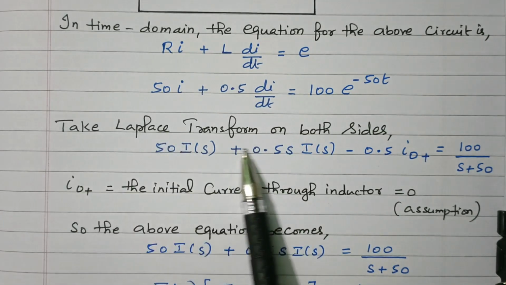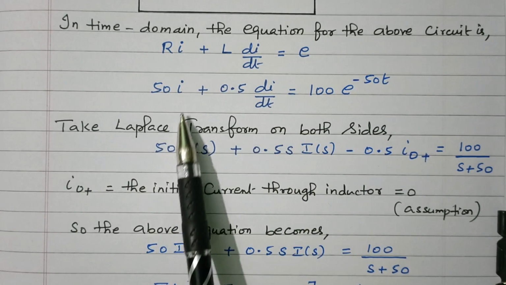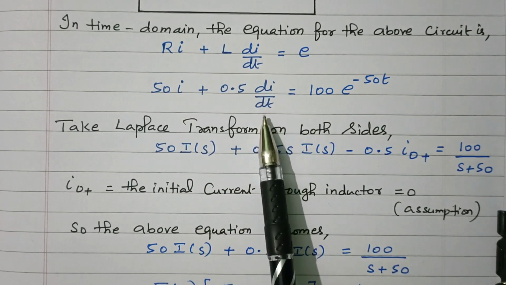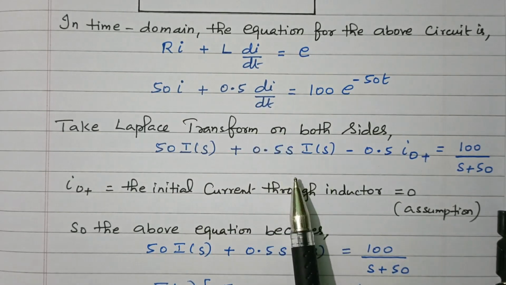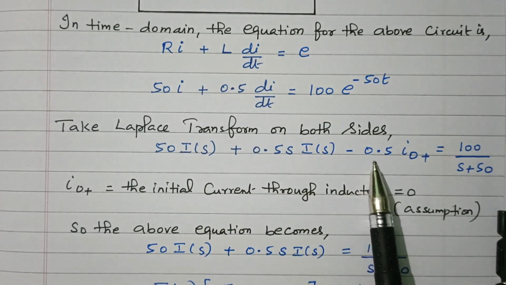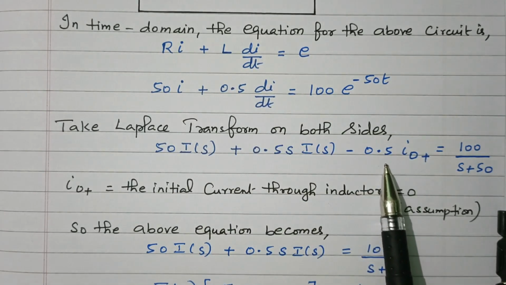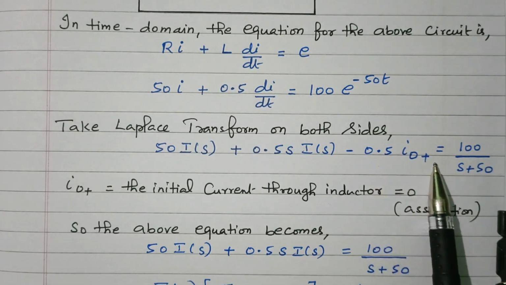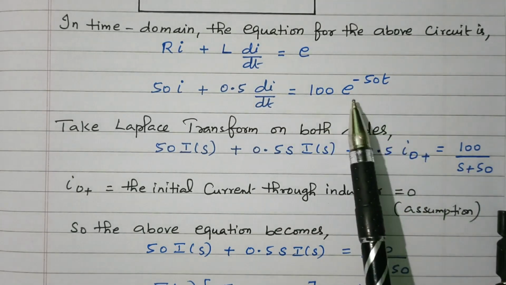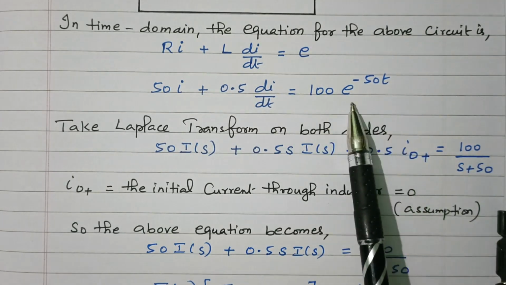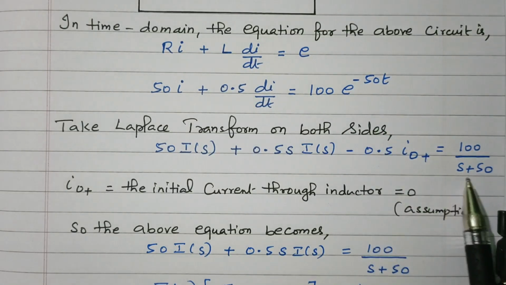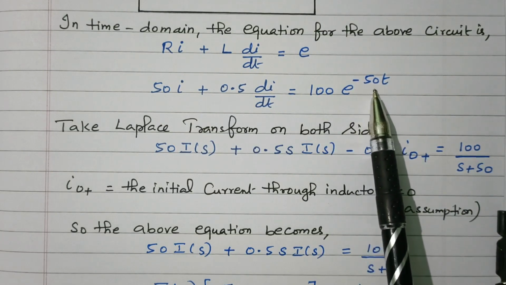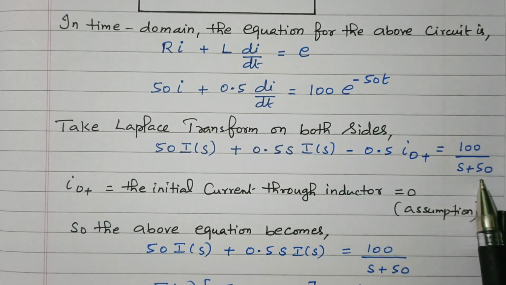So we'll take the Laplace on both the sides. 50 is constant, Laplace of i is I of S, 0.5 is constant, and the Laplace transform of di by dt is S into I of S minus 0.5 i0 plus. This is the initial current, and that is equal to 100. 100 is constant. E power minus 50t is nothing but 1 divided by S plus A, since 1 divided by S plus A corresponds to e power minus AT. A is nothing but 50 here. So 100 divided by S plus 50.